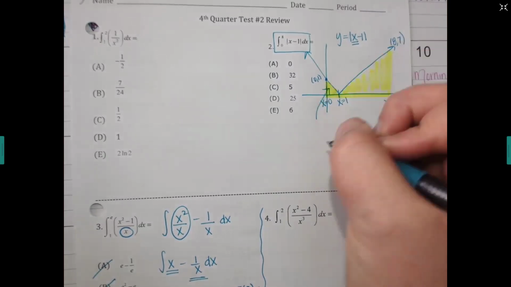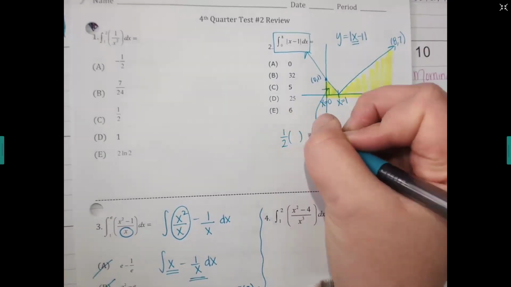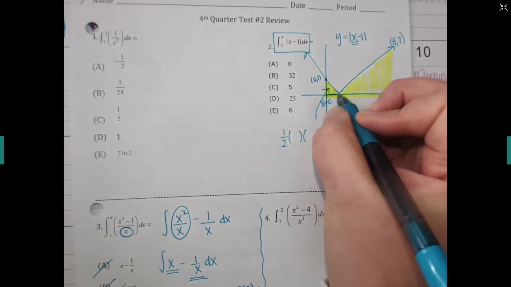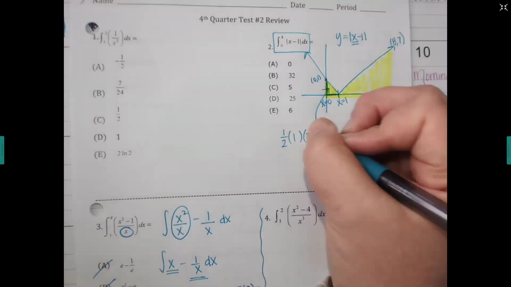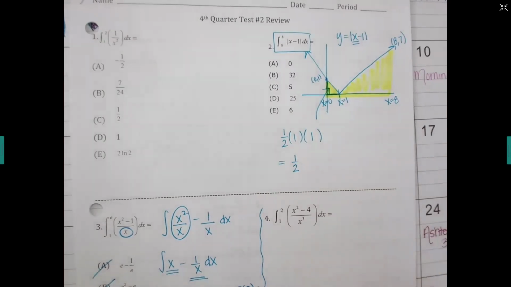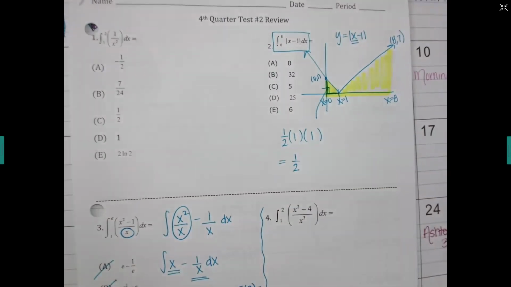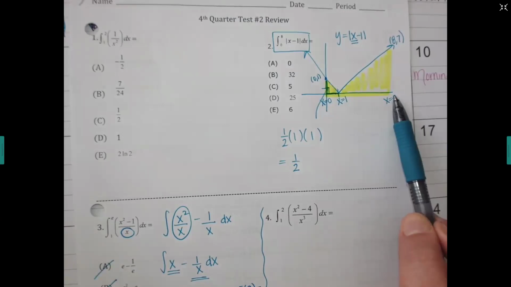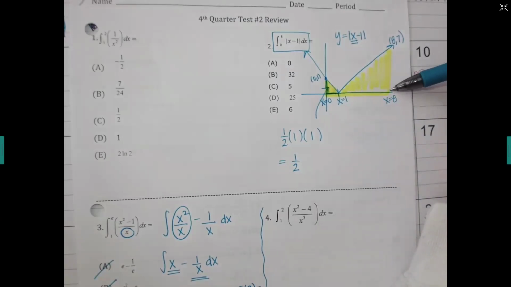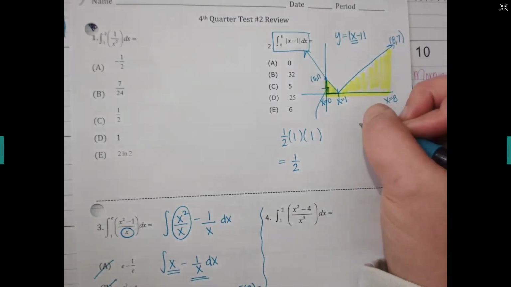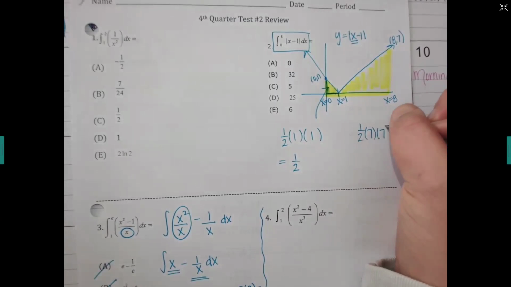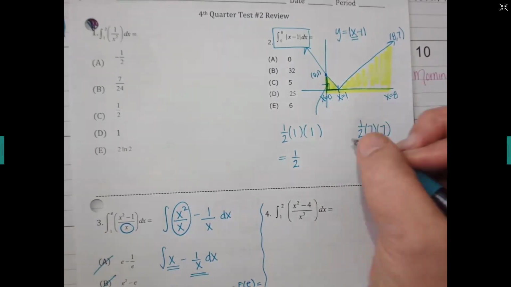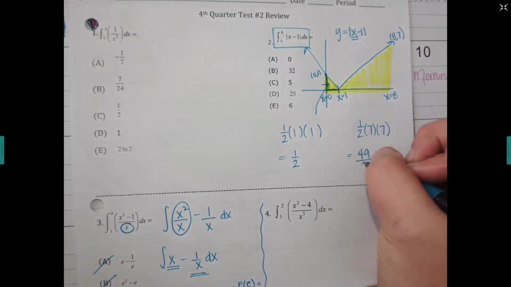So this one would be 1/2 base times height. My base is a 1, my height is a 1. 1/2 times 1 times 1 is 1/2. Okay, second triangle, count your base. How many units is it from 1 to 8? 7. How tall is it? 7. So then it'd be 1/2 times 7 times 7. 7 times 7 is 49, which means that's 49 halves.